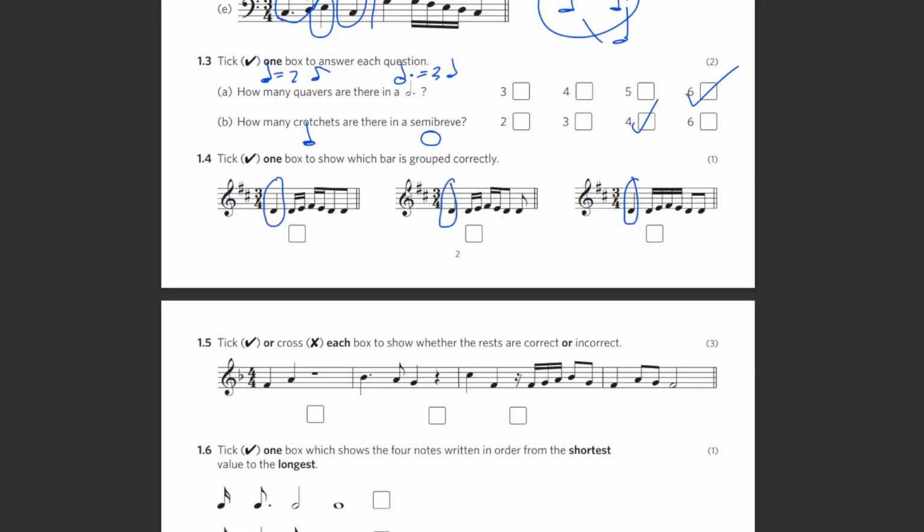Next, second crotchet beat. So we have semiquavers, and we have 4 of them, so they should be grouped together. So this, they are not grouped together, so this is out. Same for this. These 4 semiquavers make up the second crotchet beat, and they should be grouped together.